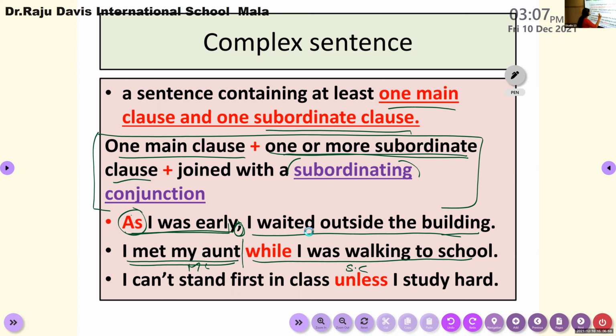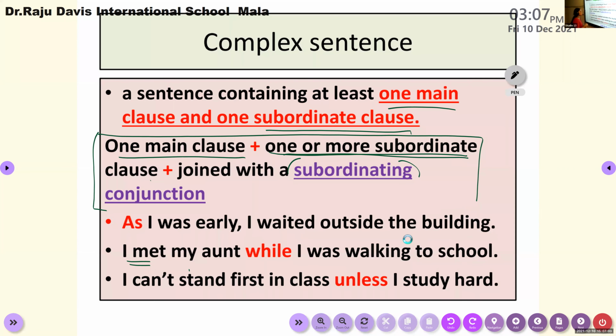So both ways are correct. You can write the first sentence in this way: I waited outside the building as I was early. Or, as I was early, I waited outside the building. Both sentences are correct. I met my aunt while I was walking to school. And the same sentence you can write, while I was walking to school, I met my aunt. All these are examples of complex sentences.